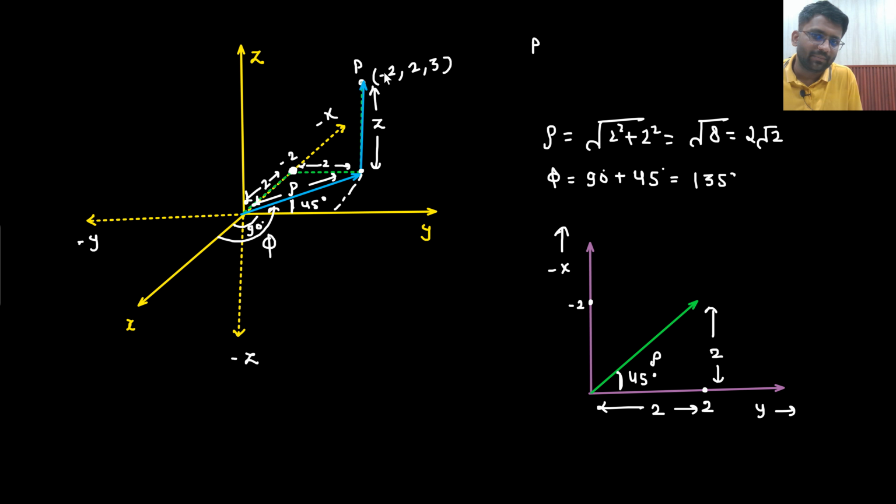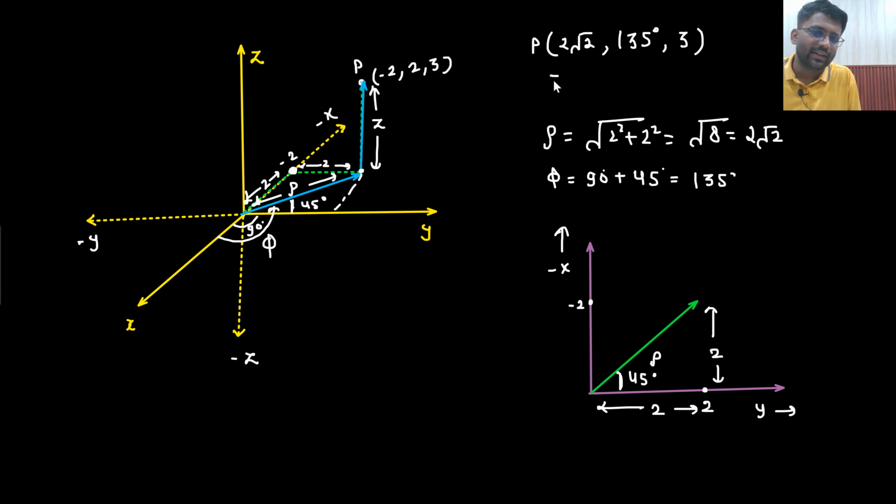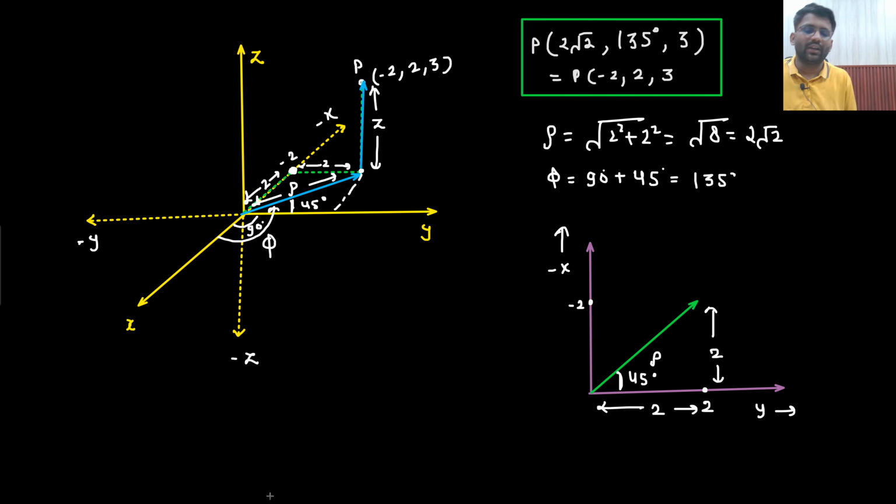Your friend either can say minus 2, 2, 3, or he can say walk for a distance of 2 under root 2, making an angle of 135 degree with positive x axis, and then in the z direction walk for a distance of 3 meter. You will reach me. So both are the same thing. This or that is equal to P minus 2 comma 2 comma 3. So this is how your friend can give you the coordinates. It is known as your cylindrical coordinate system.